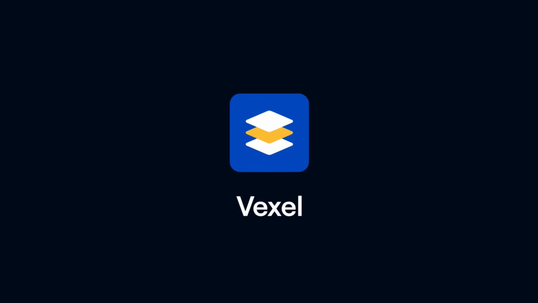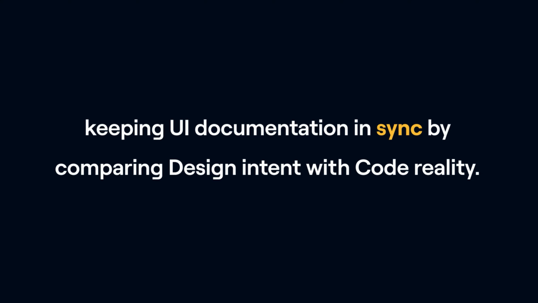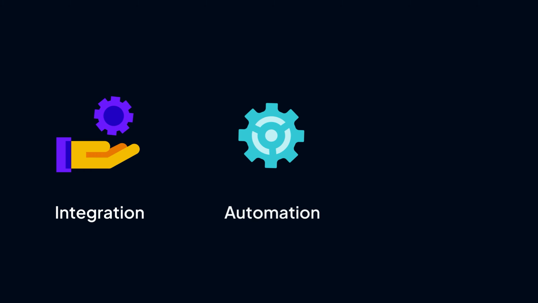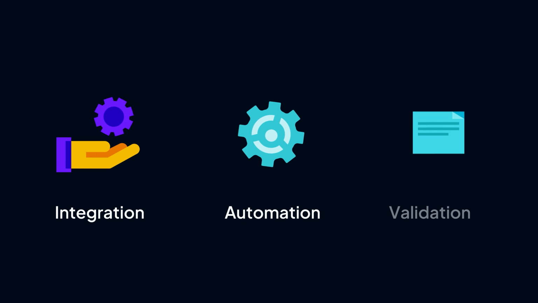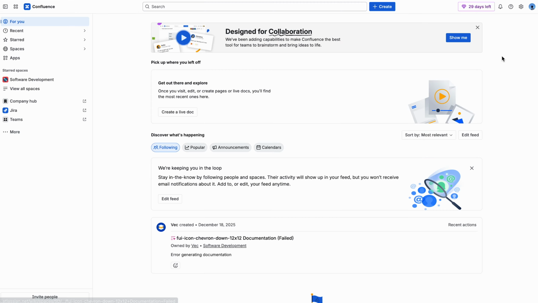Vexel is an AI-powered app that unifies design and development inside Confluence, keeping UI documentation in sync by comparing design intent with code reality. No new tools to learn, no manual documentation to maintain, just clear, reliable visibility, right where your teams already work. Let's see together how it works.